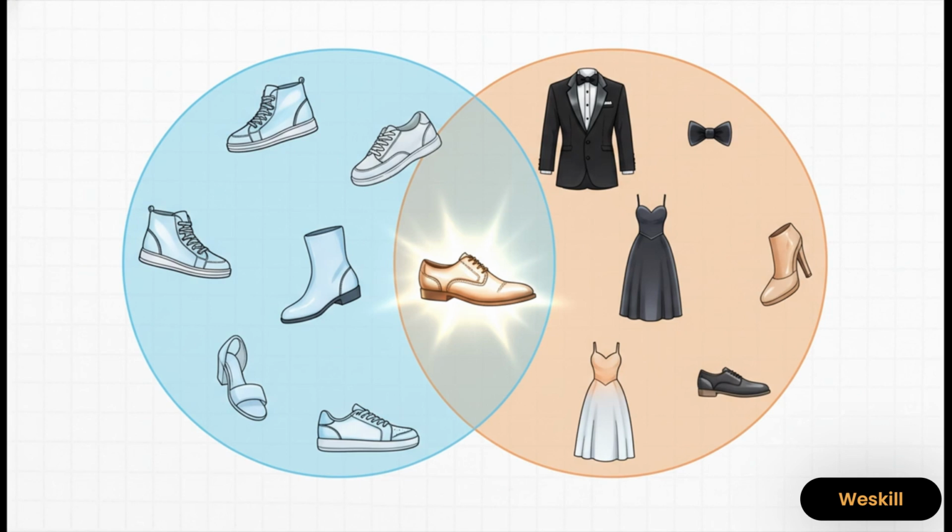Instead of just targeting anyone who likes shoes, you can layer it. You can tell Facebook, hey, show my ad to people who like shoes, and they must also like formal wear. This instantly shrinks your audience from a huge, broad group to a super relevant niche, which can dramatically improve your ad's effectiveness.